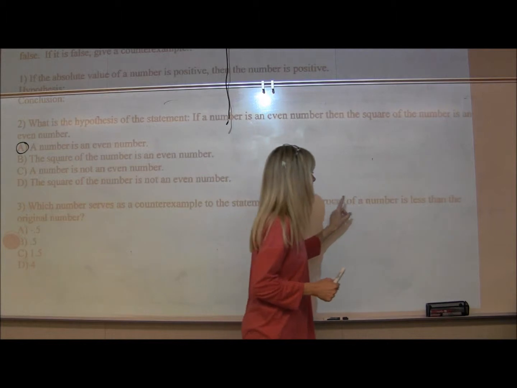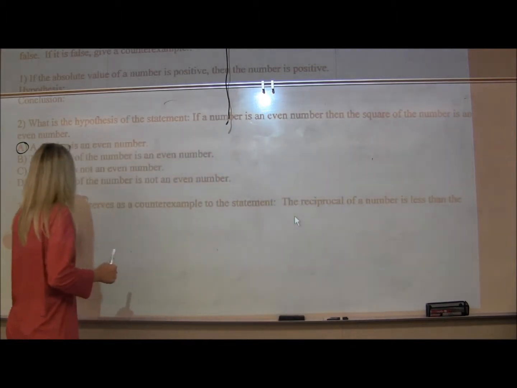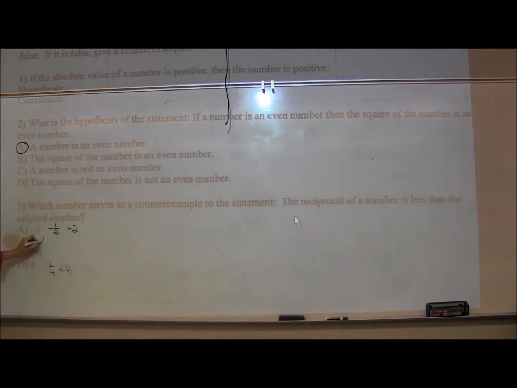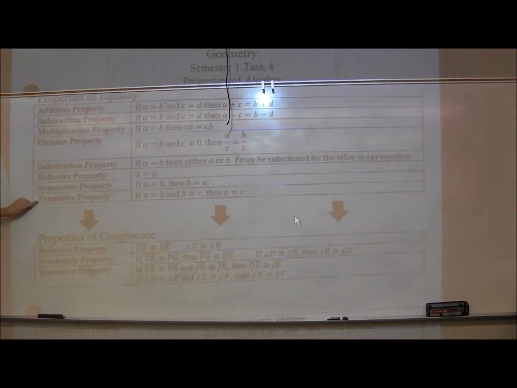The reciprocal of a number is less than the original number. So this is 1/2. The reciprocal of 1/2 is 2, and it's not less than 1/2. So he's right. Good job. It's B.